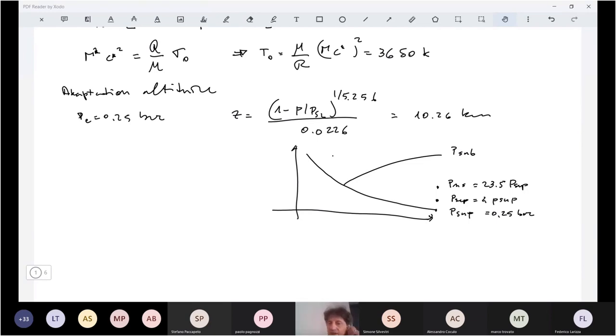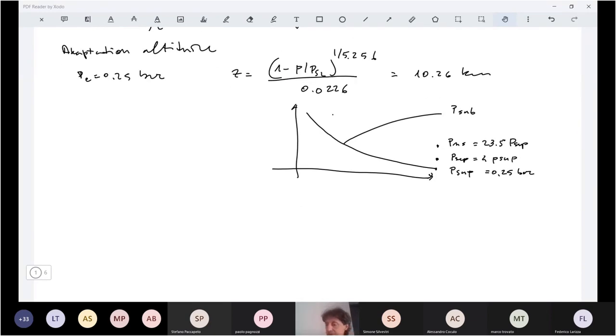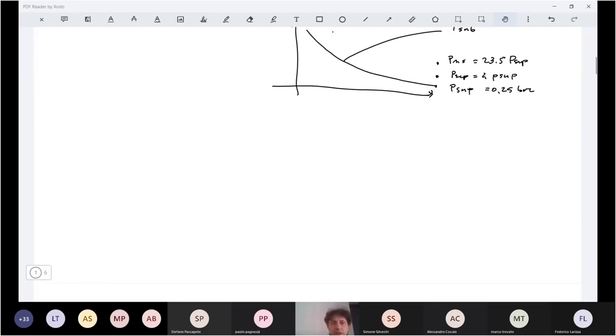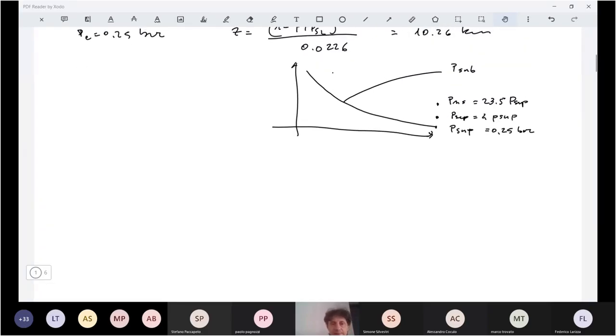So let's see now another exercise, and possibly we try to do this together now, and it's the following.